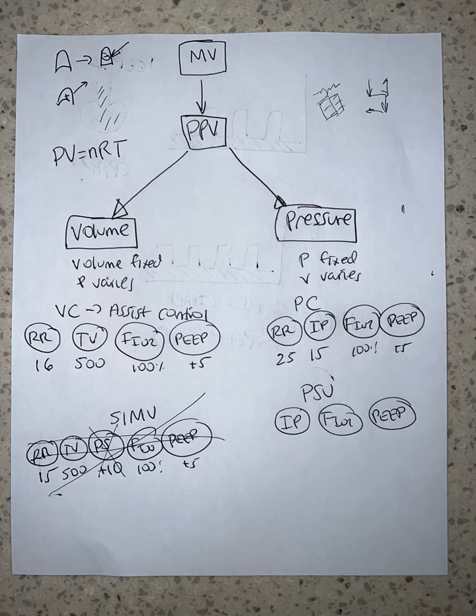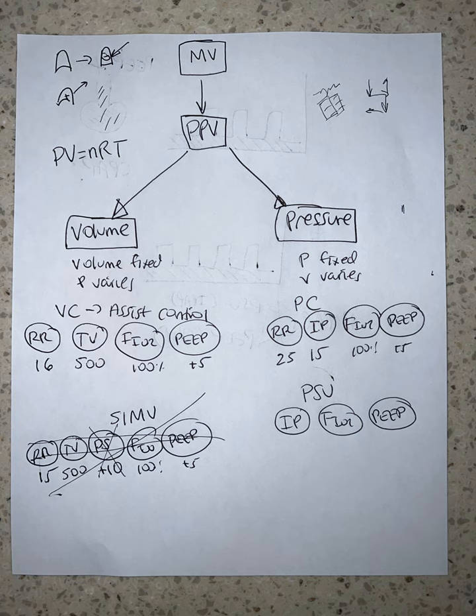Most assist control will sense the patient wanting to take a breath in and then give the patient the breath. For example, if I do a respiratory rate of 16, tidal volume of 500, an FiO2 of 100%, and a PEEP of 5, at the very least the patient will get 16 breaths per minute at 500 cc tidal volume. If the patient is breathing 35 times a minute, they're going to get 35 breaths at 500 tidal volume.